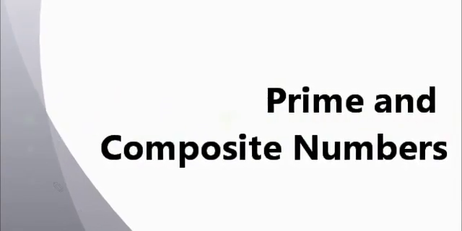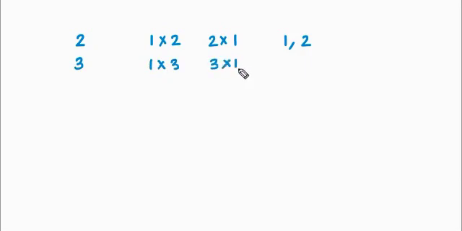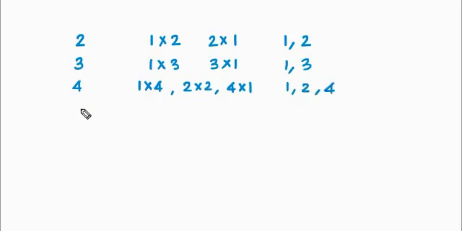Now, what is a prime number? So let's talk about some numbers. Let's talk about 2. Now what are the factors of 2? We can see 2 can only be represented as 1 into 2 or 2 into 1. Which means if I talk about unique factors of 2, I have 1 and 2. Same way if I want 3, then I have 1 into 3 or 3 into 1. So the unique factors of 3 are 1 and 3. For 4, I can represent it as 1 into 4 or 2 into 2 or 4 into 1. What are the unique factors? 1, 2 and 4.